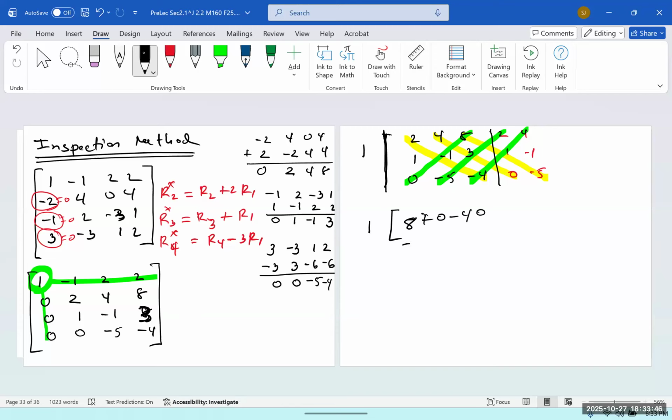And then you're subtracting 0. 3 times 2 is 6. 6 times 5 is 30. Sorry, what I'm saying, -30.